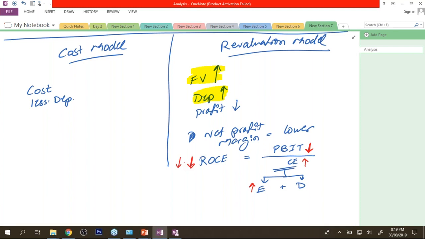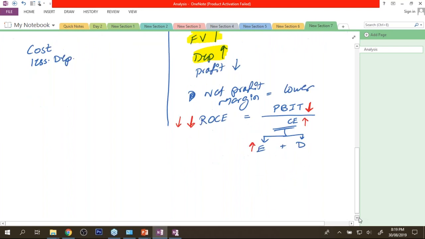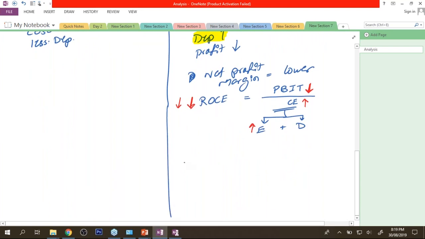One, it will be decreased because of the decrease in profits. Other, it will be decreased because of the increase in the capital employed. So it will have a dual impact of decrease on the return on capital employed. So in case of the revaluation model, all of the profitability ratios will be comparatively lower. So we can conclude that performance in case of the revaluation model will be negatively affected.